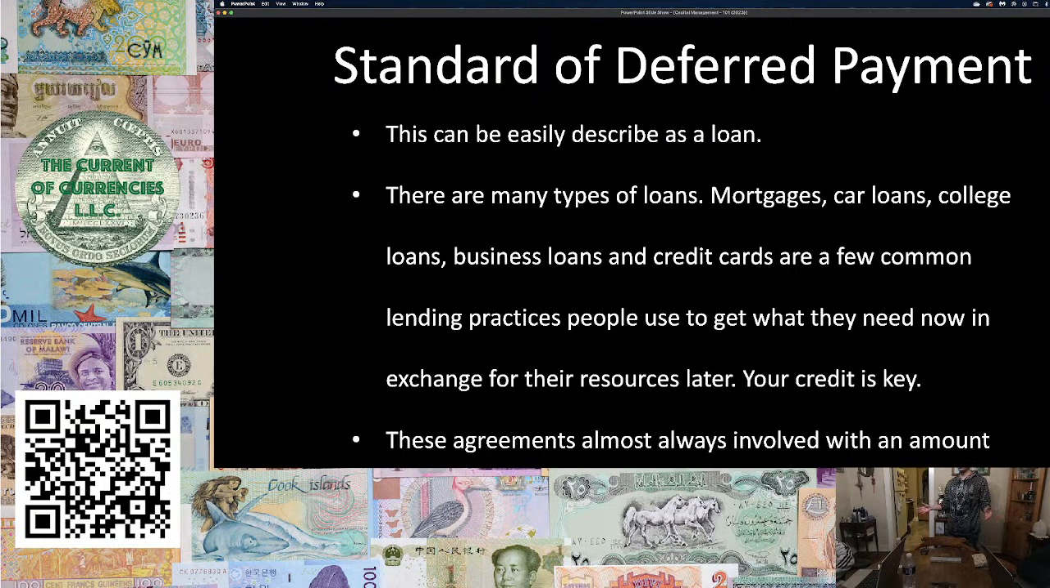The biggest factor around this is how good your credit is, and that's another course that we'll do another day, but just something to take into consideration. These agreements almost always involve an amount of interest on the loan that you need to pay over time. If you can find a no interest loan with whatever you're doing, tell me where you got it, because I need that.